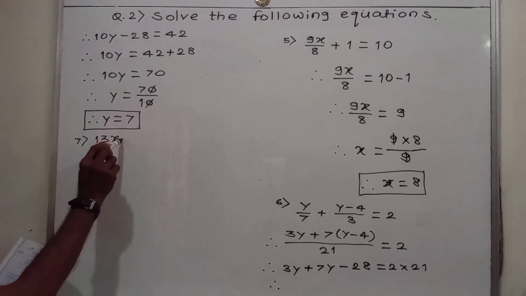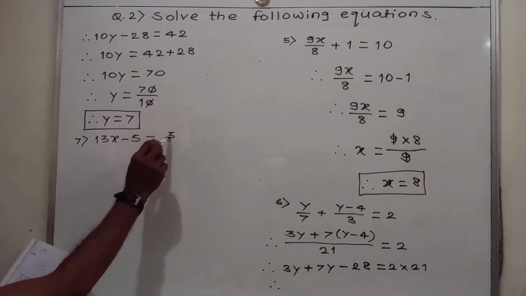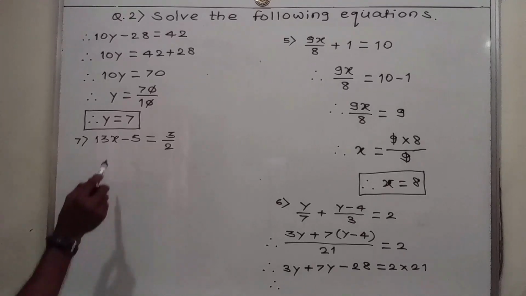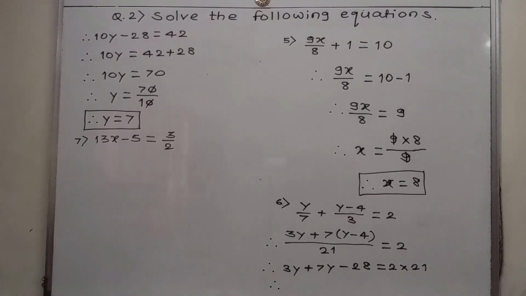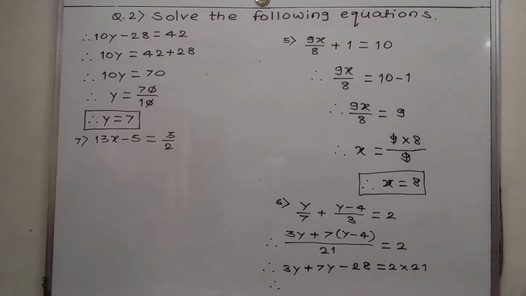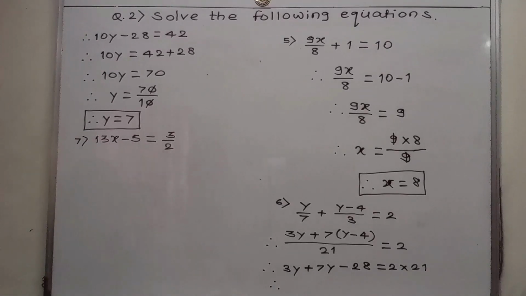13x minus 5 is equal to 3 upon 2. Okay, now which are like terms here? Which are like terms? Minus 5 and 3 upon 2. Very good, because here the variable is along with coefficient 13. So this is different than these two. I have told you since the beginning.